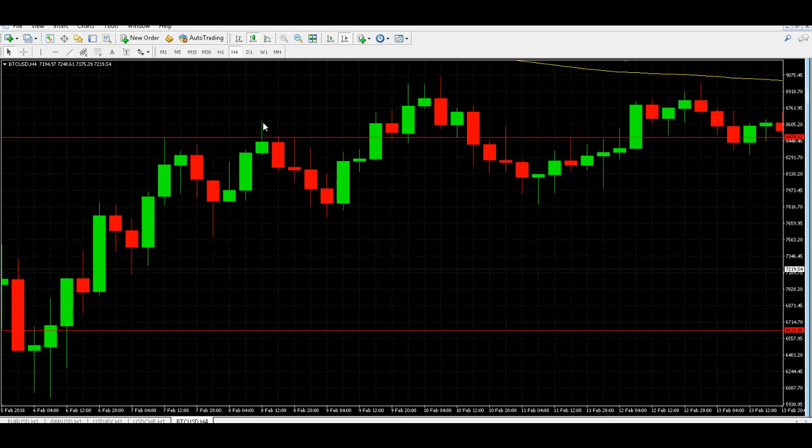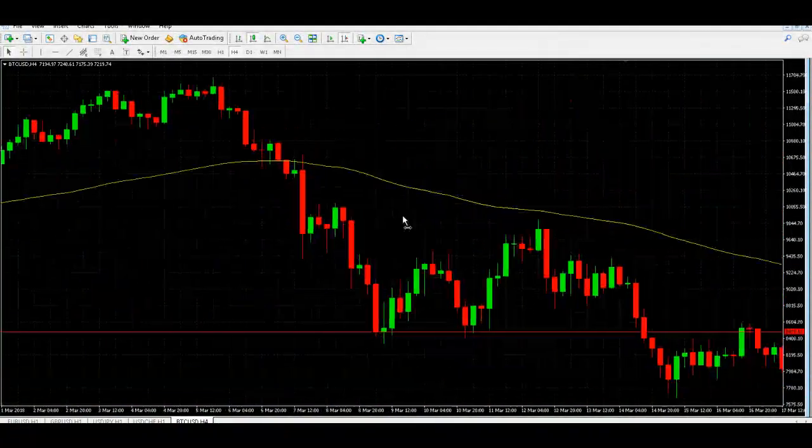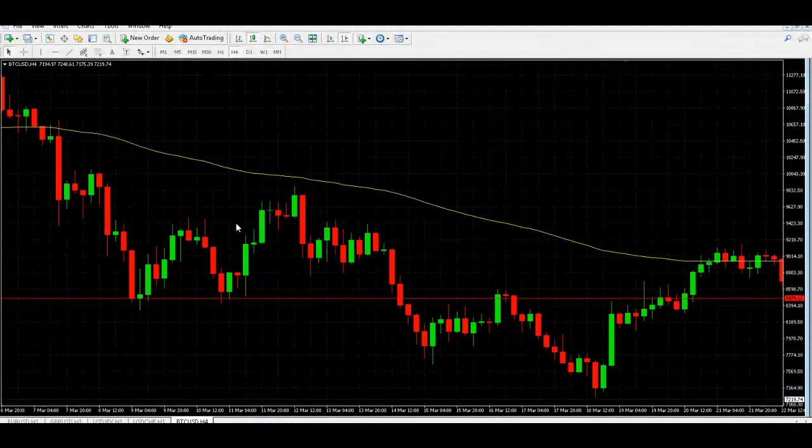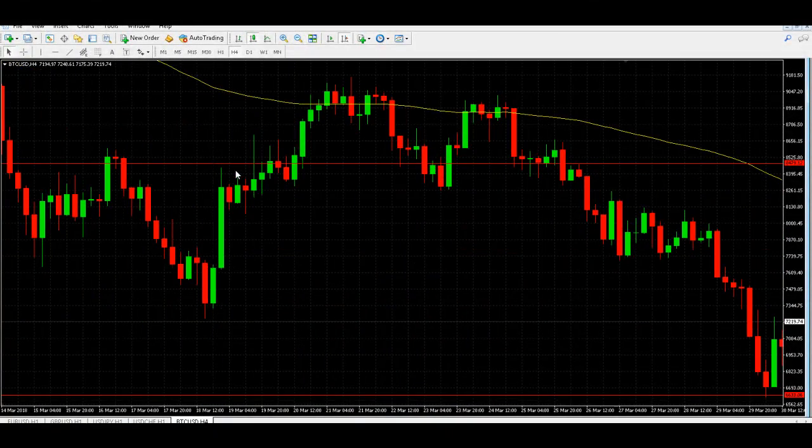Usually that means it's weak, and the buyers can't really push this thing up, and usually the price reverses. This time price only reversed just a little bit, and then we start to go back up. And remember, everything is not 100%. Okay, so let me show you some more examples.